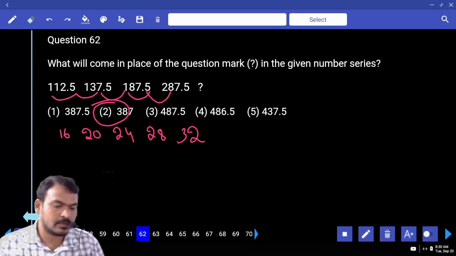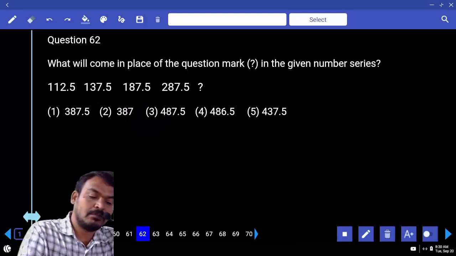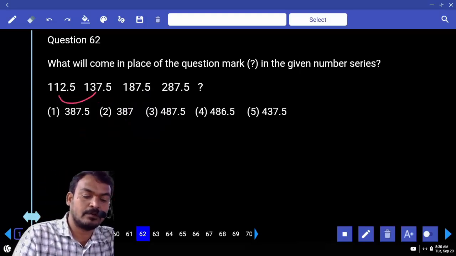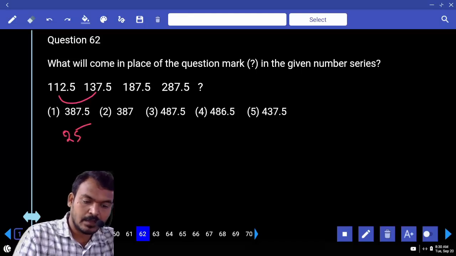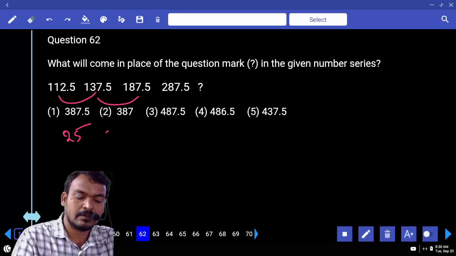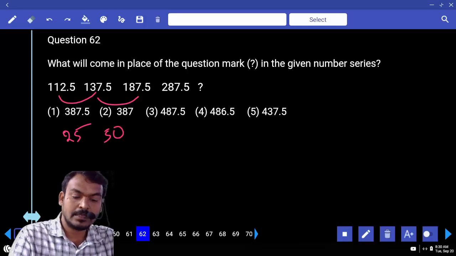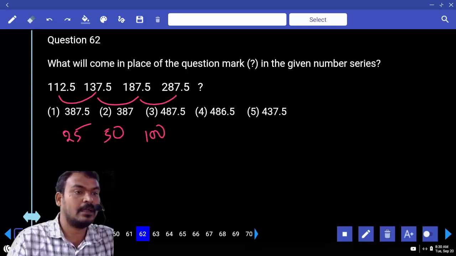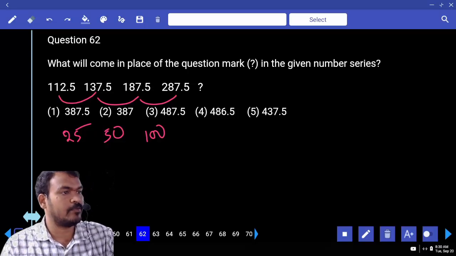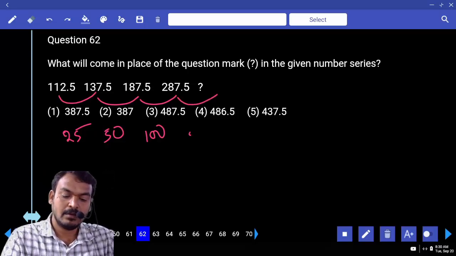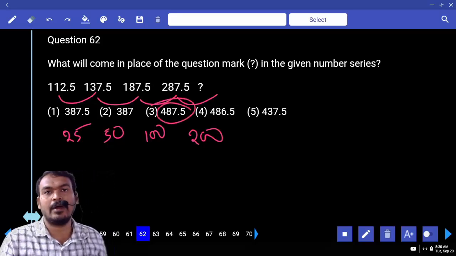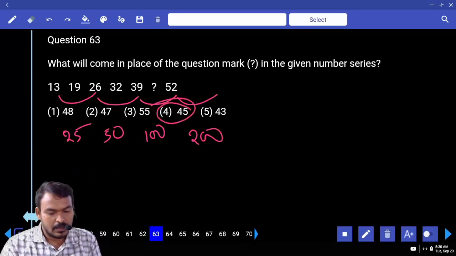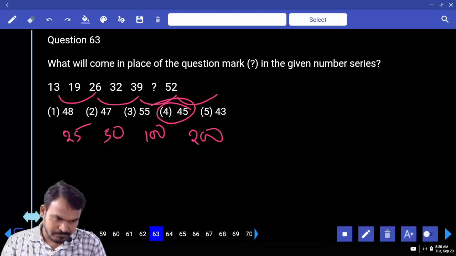Next question number 62. What is the difference between 112.5 and 137.5? How much? 25. 137.5 to 187.5, 50 or not? 187.5 and 287.5, 100 or not? 25 double 50, 50 double 100. 100 double 200. What is the answer? 487.5.